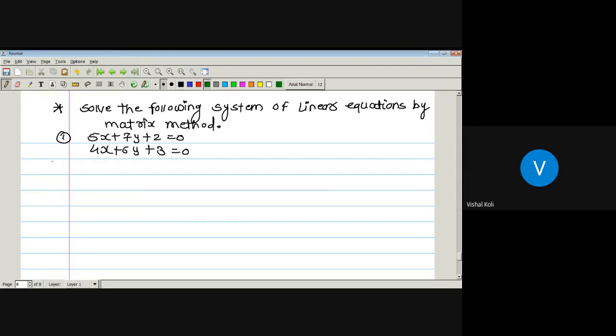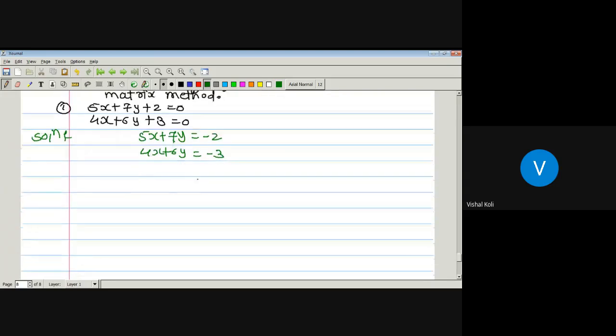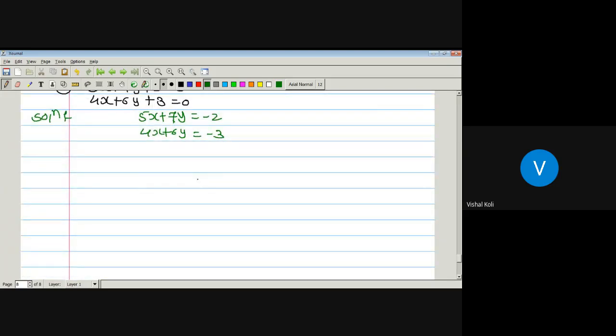Okay, now its solution, as we know that the standard system of linear equations is of the form ax plus by equal to c and cx plus dy equal to some e. Then if the right hand side values are not equal to 0, then the corresponding system is nothing but non-homogeneous, so it can be written as 5x plus 7y is equal to minus 2, and 4x plus 6y is equal to minus 3. As minus 2 and minus 3 both are not equal to 0, the given system of linear equations is a non-homogeneous system of linear equations. Now first we will write this system of linear equations in matrix form.